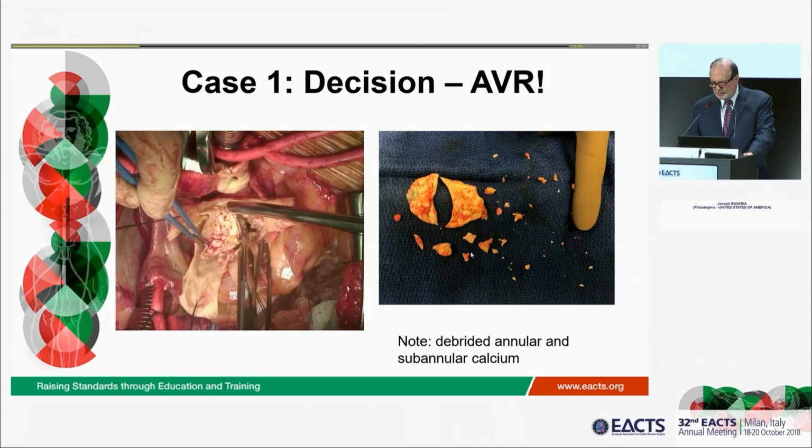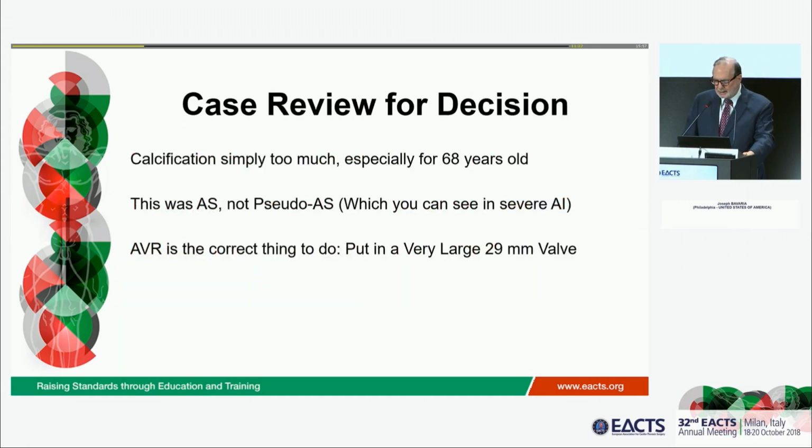So the case review for this one is the calcification was simply too much, especially for a 68-year-old. This was AS. It was not pseudo-AS, which you can see in severe AI cases. AVR was the correct thing to do. We put in a very large 29-millimeter valve.